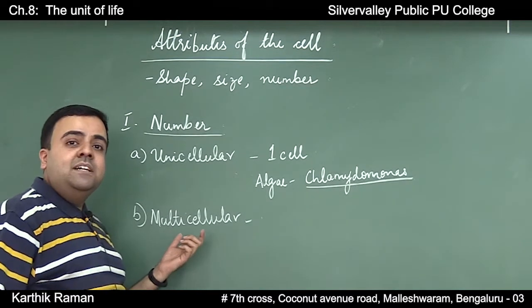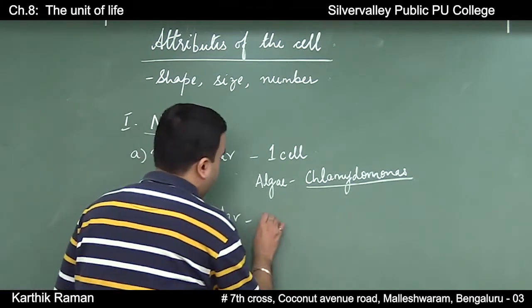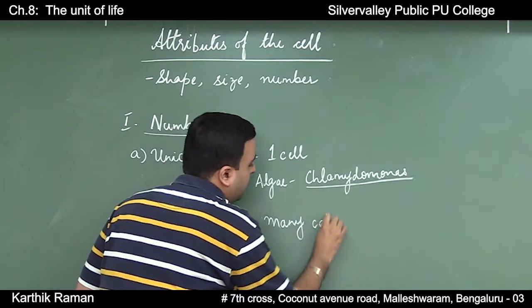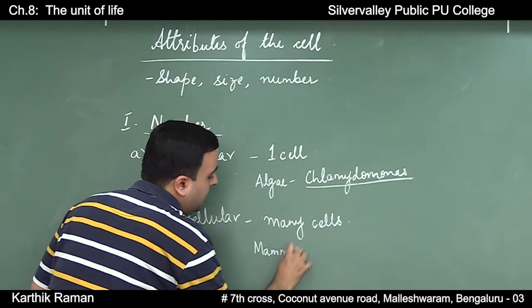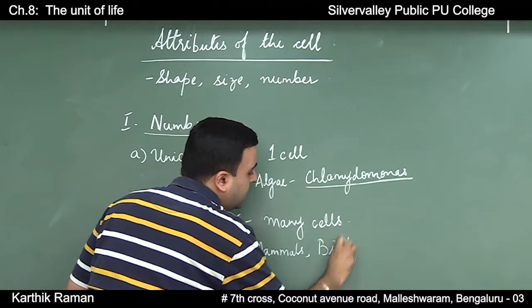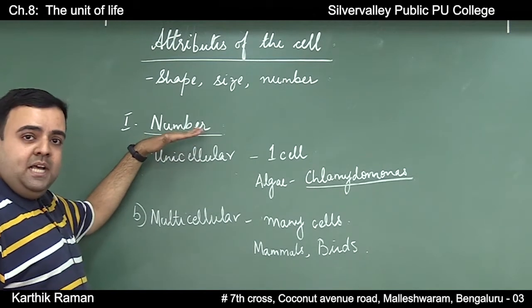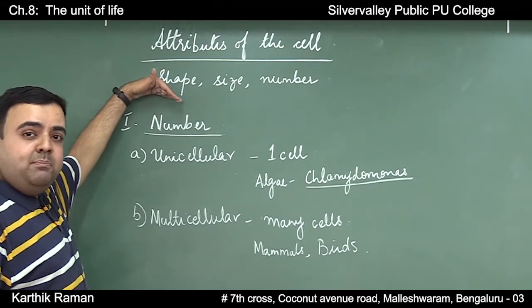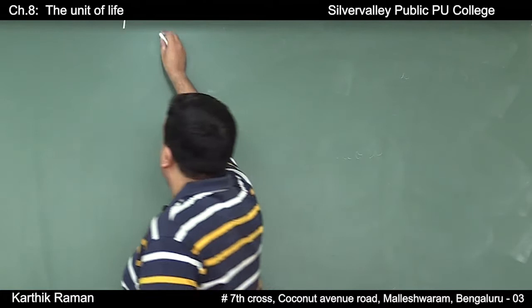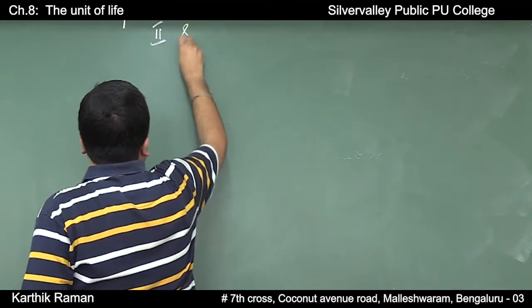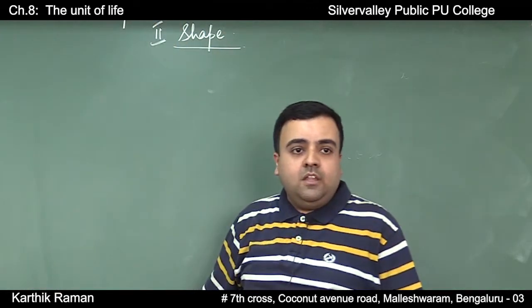Next, as opposed to the unicellular organism, we are going to have the multicellular organism. Multi meaning many. So they are the organisms which have more than 2 cells. Here it can be mammals, birds. So that is the attributes of the cell based on number. So next let us see the shape of the cell. We have already seen the number. Now let us look at the shape of the cell.